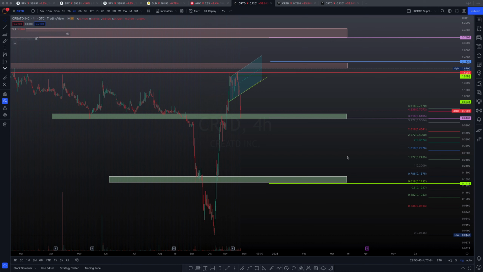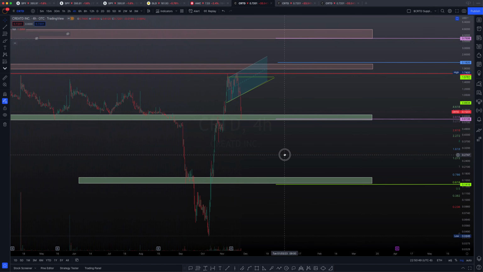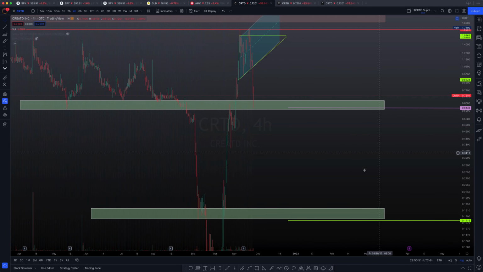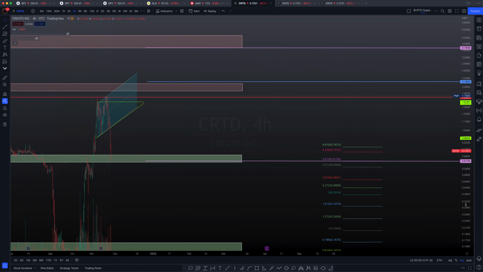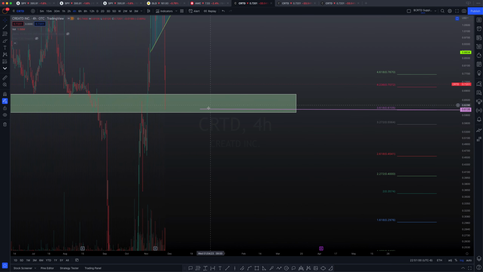Okay, so let's go ahead and dive right into the charts. We are looking at CRTD on the 4-hour chart, and as you can see, we have reached our demand zone that we said could be a likely area for us to be able to touch down on. As you can see, I haven't changed anything within my charts since the last time I've touched this, okay?